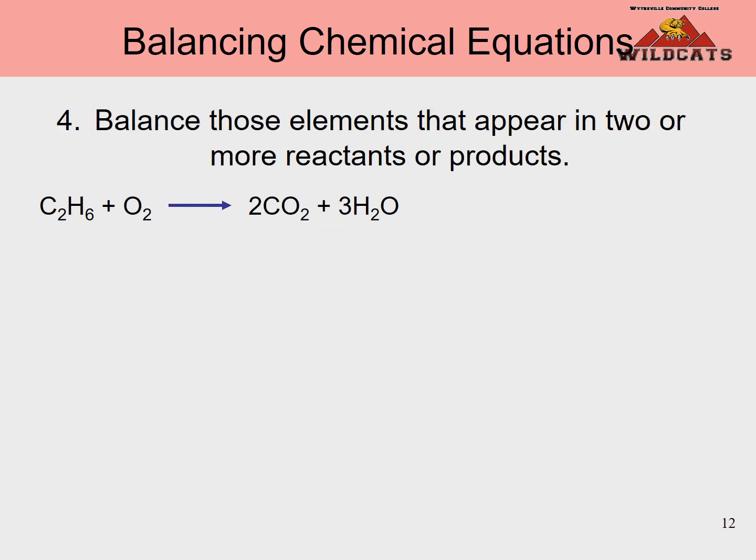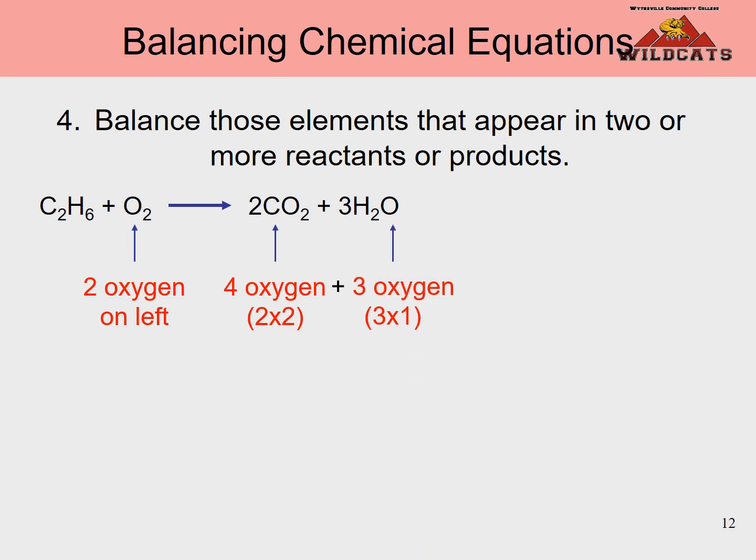Now I'm going to balance those elements that appear in 2 or more reactants or products. Well, I put coefficients on the right-hand side, so I'm going to start on the right-hand side. I've got 2 oxygens on the left. I've got 4 oxygens on the right in the carbon dioxide, multiplying the 2 that's in front, the coefficient, times the subscript. And I'm going to multiply the oxygens in water by 3, because there's a 3 and there's only 1 oxygen in it. I end up with a total of 7 oxygens on the right. And if you notice, we started with 2 oxygens on the left.